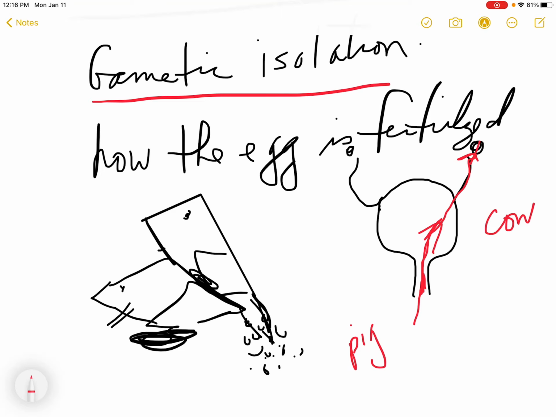So a gametic isolation is something that somehow prevents the eggs from being fertilized. Whether it's the type of fertilization that's different, or whether it's the body of the female sort of rejecting the sperm or killing or destroying the sperm before it can make it. Okay?